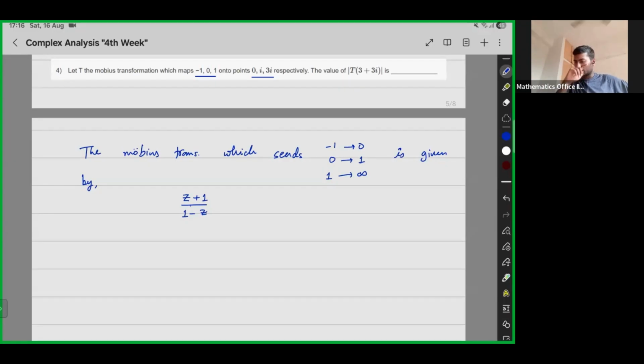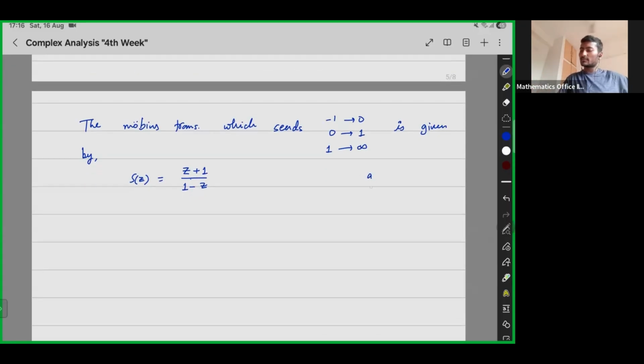You understand? When you put Z is equal to 0, you're getting 1, so this is fine. When Z is equal to -1, you're getting 0. When you put Z is equal to 1, it becomes 2 by 0, and it is giving infinity. So this is S of Z. There is a method given in the classroom. You can also write it that way, in terms of A, B, C, D, where these will be given by -1, 0, 1.